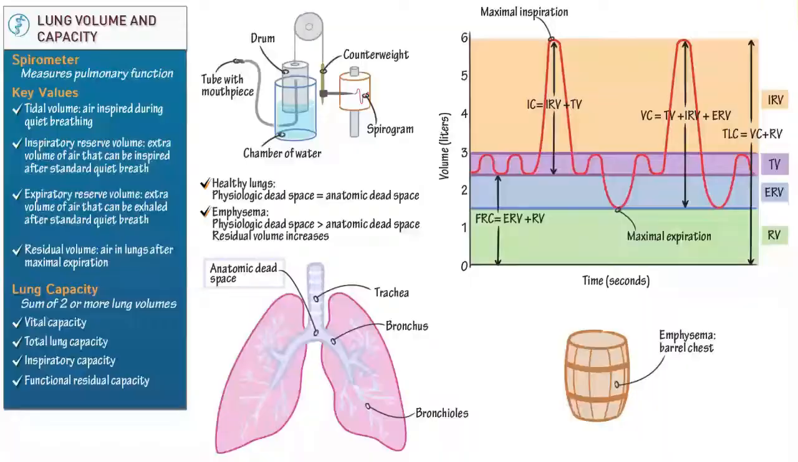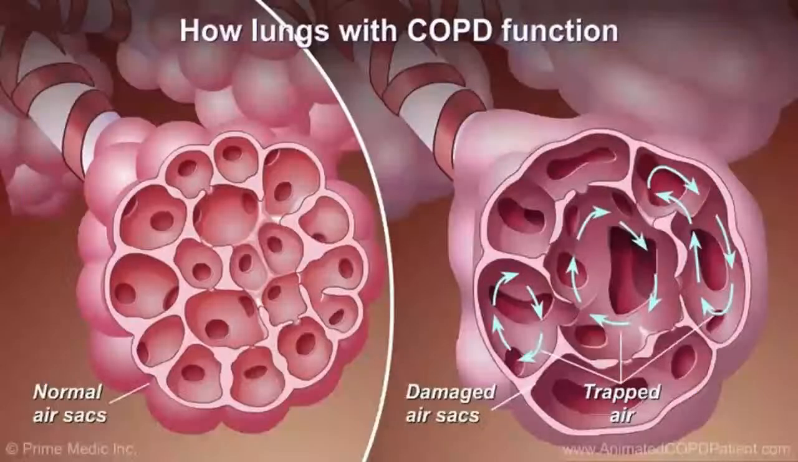Yeah, I don't want to spend too much time on this slide. I'll remove that for next year. So, again, it's just another nice illustration: normal air sacs, normal alveolar sacs, and then damaged sacs.